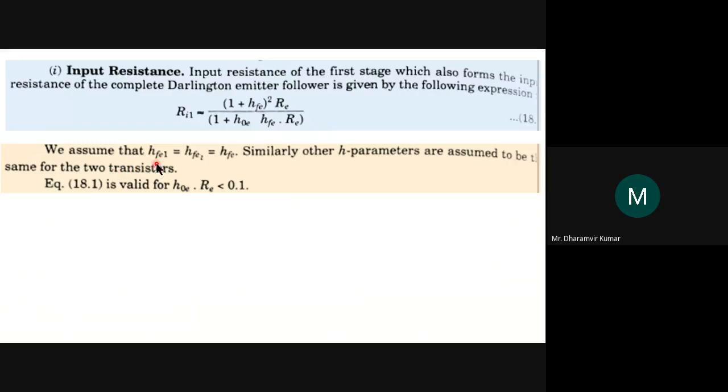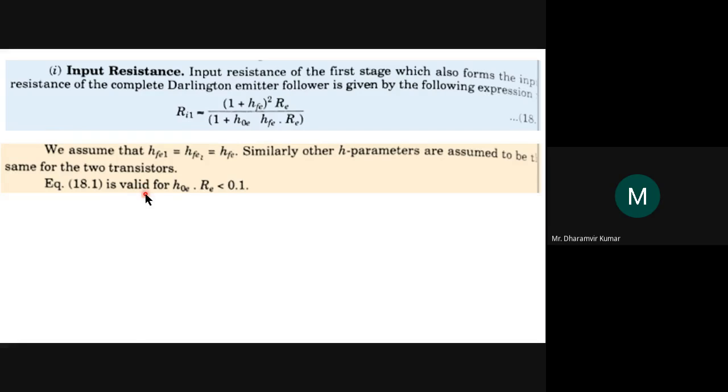So we assume that HFE1 is equal to HFE2 is equal to HFE, because this Darlington pair is using two transistors, Q1 and Q2, and they will have their own hybrid parameters. So for the case of simplicity, let's assume that the hybrid parameters of Q1 and Q2 are equal, so HFE1 equals HFE2, a common HFE value. Similarly, other H parameters are assumed to be the same for the two transistors.